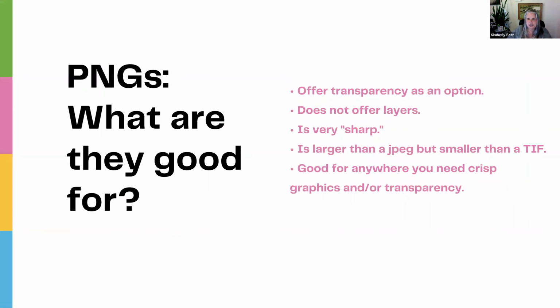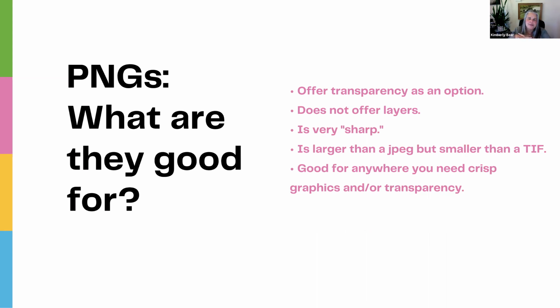PNGs offer the transparency option, but they don't offer layers. Many times when I work with artists with their images for a website, we use JPEGs or PNGs. So JPEGs do more compression, where they do the averaging thing, and it sometimes messes with the color a little bit. A PNG, if it is correctly set up, will offer more latitude.